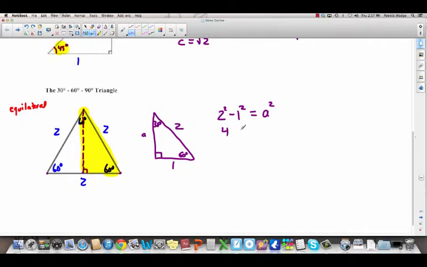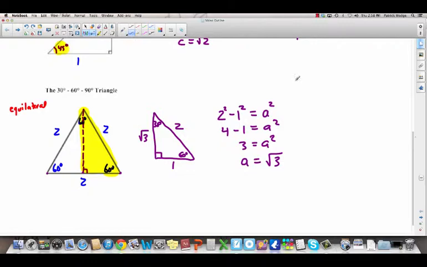So that's 4 take away 1 equals a squared. 3 equals a squared, which means a is the same as the square root of 3. Don't put the square root of 3 in your calculator. You're going to get some crazy number that's not exact. Square root of 3 is an exact answer, so we'll put the square root of 3 here. Now we can get everything we want.